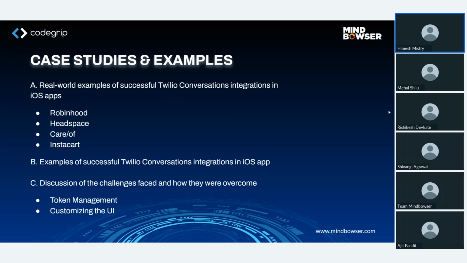The second one is customizing the UI. While Twilio Conversations provides a default UI for the chat window, it may not always match the app's visual design. Customizing the UI requires modifying the source code of the Twilio Conversations SDK. A possible solution is to create a custom view that conforms to the Conversations delegate methods and provides custom UI elements such as custom chat bubbles, colors, and fonts.